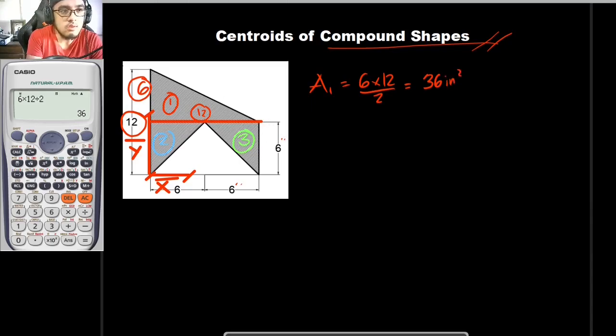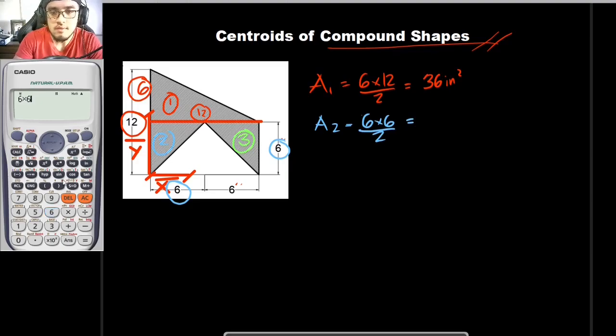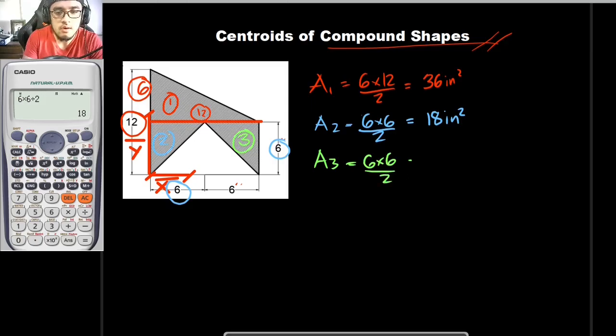And for area 2, or the area of the second triangle, if that is 6 inches, and this is also 6 inches, that is one-half times 6 times 6. So 6 times 6 divided by 2 is 18 square inches. And for our area 3, so for A3, they both have the same area as triangle 2, which is 6 times 6 divided by 2. And that would give us an answer of 18 square inches.